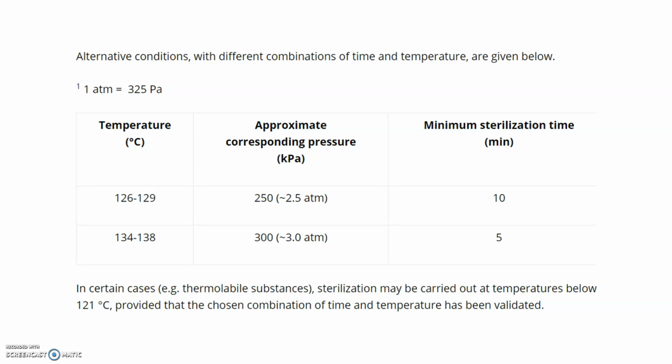These are other conditions in which different combinations of time and temperature are given. In the case of a temperature between 126 to 129, the approximate pressure will be 250 and the minimum sterilization time is 10 minutes. From this we can see that whenever the pressure increases, the temperature also increases and the time required for sterilization will be minimal. In certain cases, there is a thermolabile substance. Sterilization may be carried out at temperatures below 121 degrees Celsius, provided that the chosen combination of time and temperature has been validated.